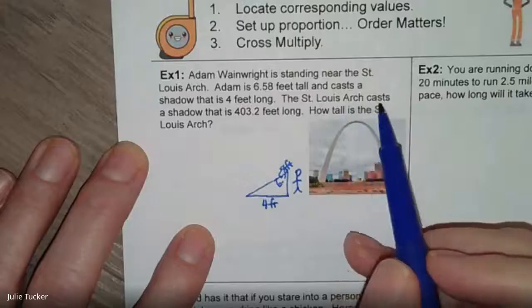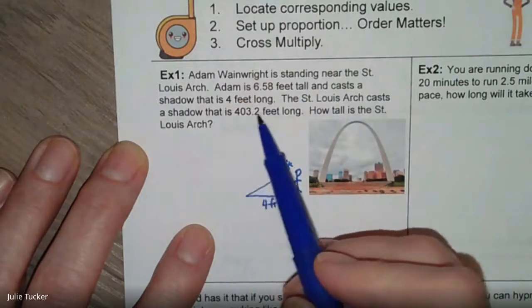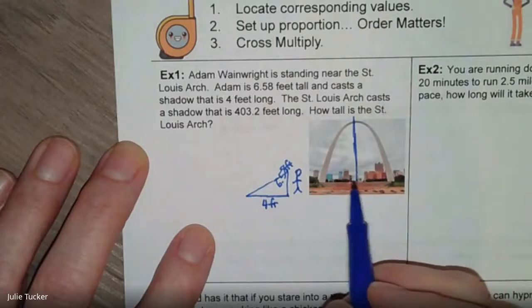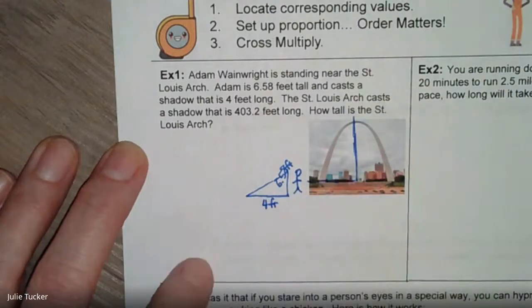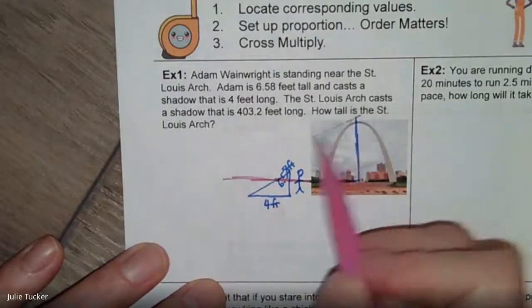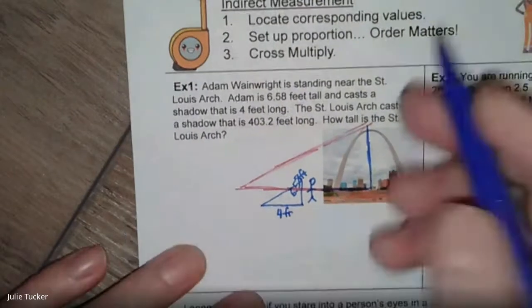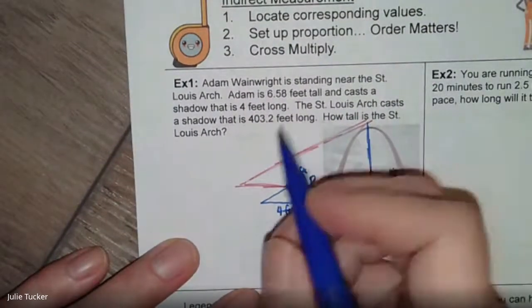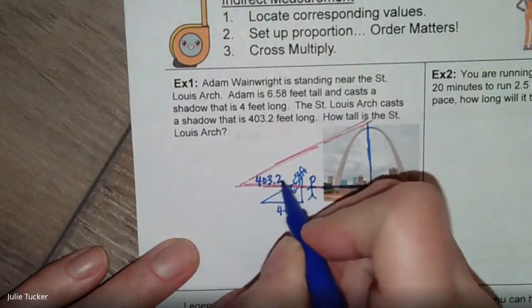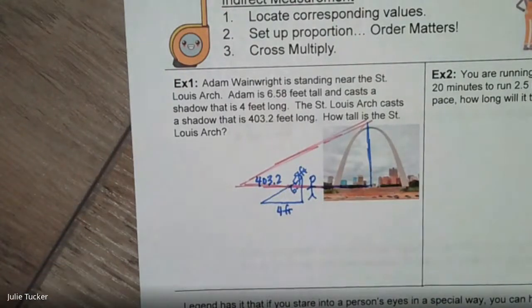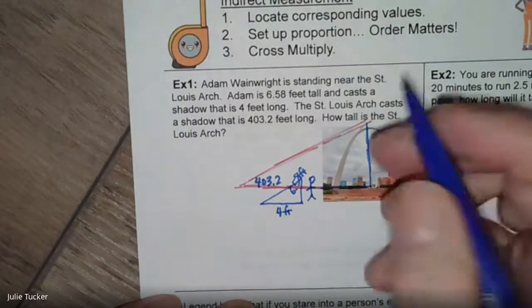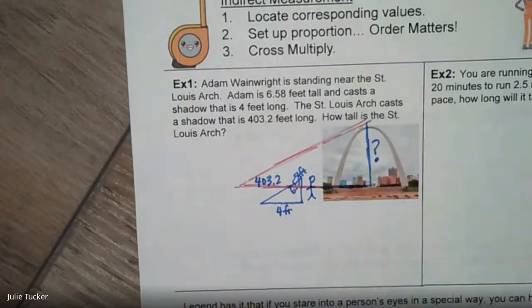The St. Louis Arch casts a shadow that is 403.2 feet long. So if I draw from the middle of the arch, and let me use a different color, I can make a triangle from that. And the St. Louis Arch casts a 403.2 foot shadow. And they want us to find out how tall is the St. Louis Arch.